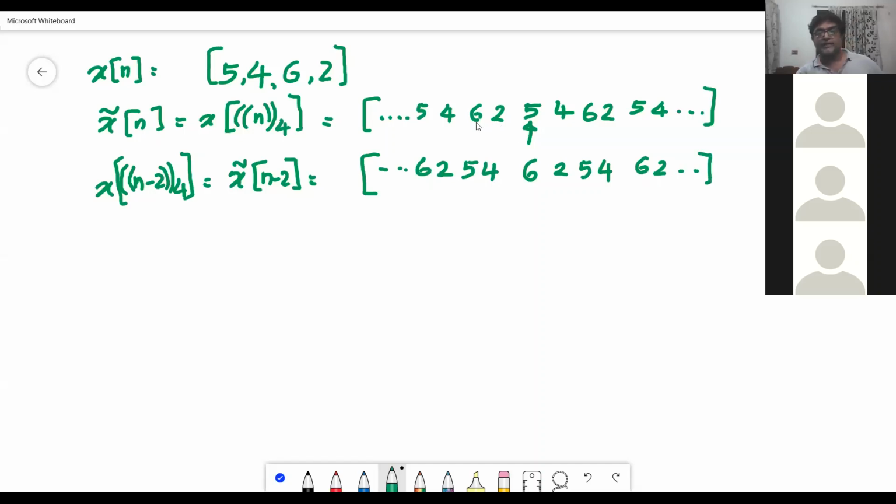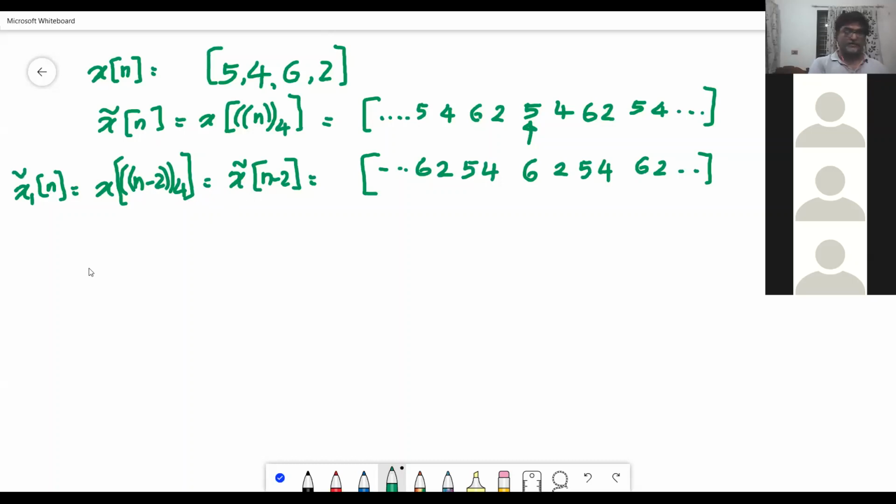So what we have done is we have shifted the periodic sequence by 2 samples to the right. So the origin would be now at this point. And now we will write one cycle of this. So this I will call x1 tilde of n, equal to x of n minus 2 modulo 4, which is equal to x tilde of n minus 2. And I will take one cycle of this.